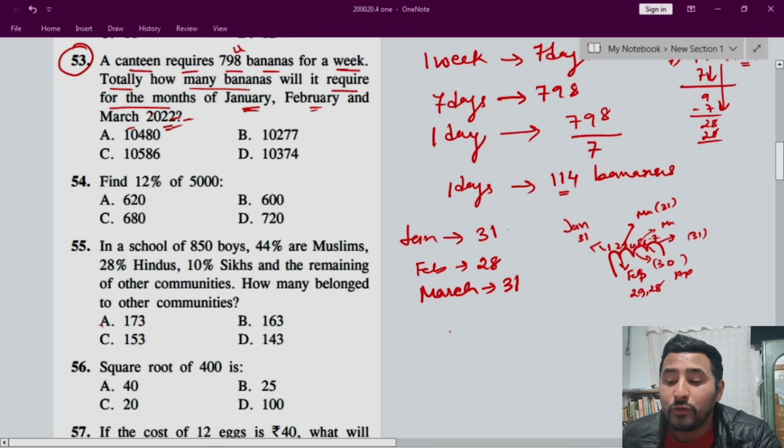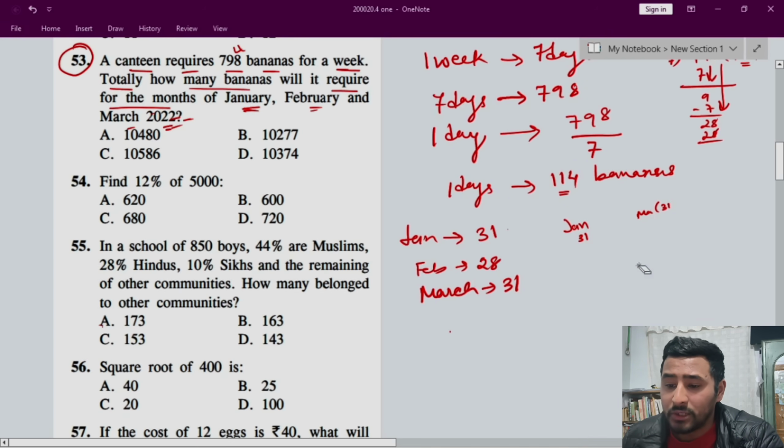Now for August, you have to go backward. 7, start from here only. 31. August is also 31. Then you go again 31. August, September will be 30. October will be 31. November will be 30. And December will be 31. Okay, so you have to remember like this.